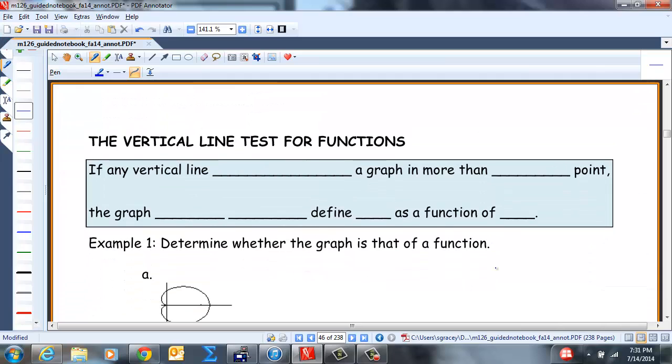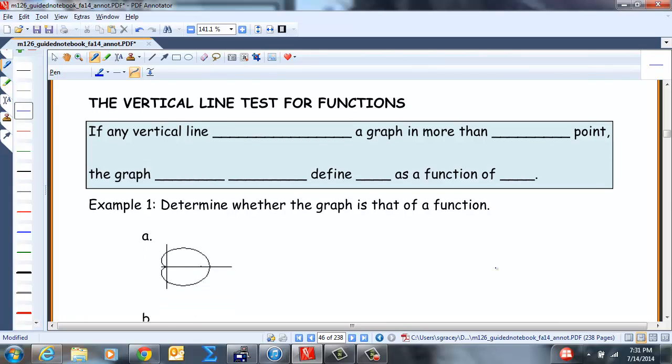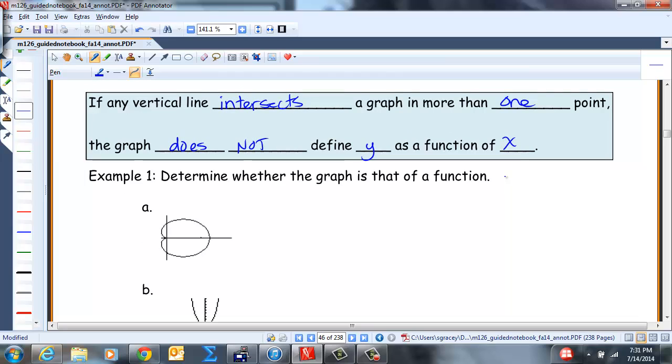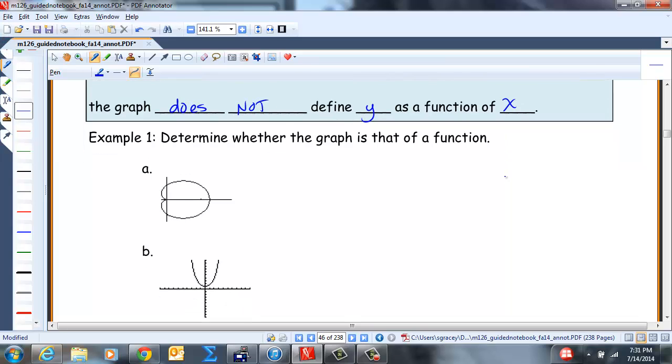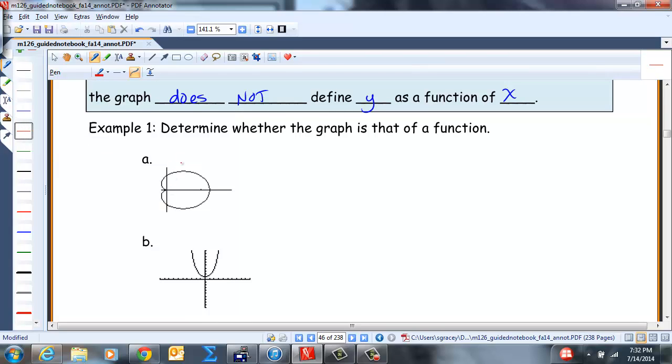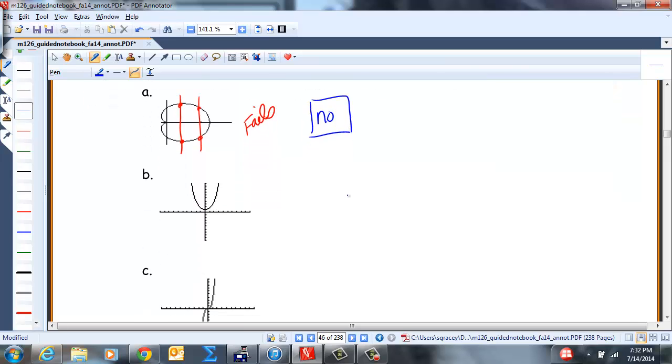Very good. So next up, we get to the vertical line test for functions. So if any vertical line intersects a graph in more than one point, the graph does not define y as a function of x. So it's kind of weird because you're looking to see if it fails or not. So here, do you see there's infinitely many spots where we would intersect this graph in more than one point if we drew a vertical line, right? So this guy fails. So the answer is no, this graph is not that of a function.